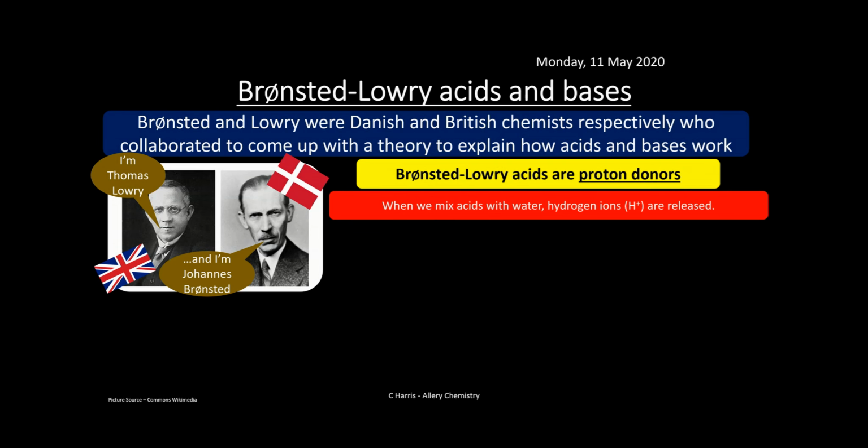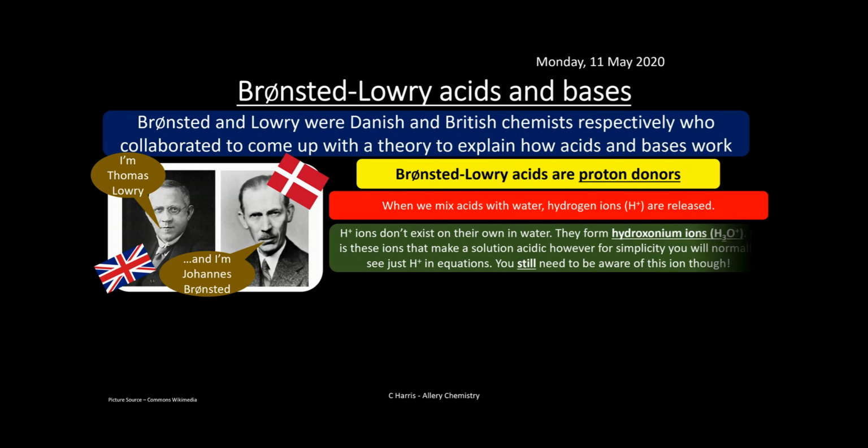So when we mix acids with water, hydrogen ions, H+ ions, are released. The acid dissociates. What it actually forms is something called a hydroxonium ion, H3O+, and it's these ions that make the solution acidic. But for simplicity, we'll use H+ ions, and you'll see that a lot in the equations. But just be aware that in reality, it is the hydroxonium ions, also known as hydronium ions, H3O+, that make it acidic.